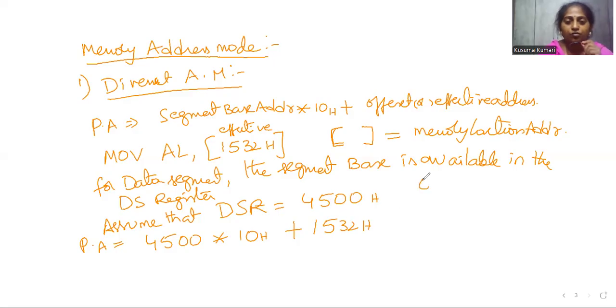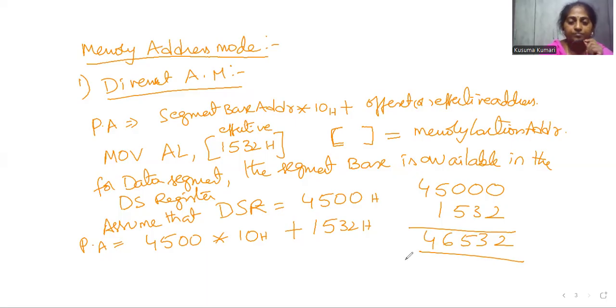Okay, so this is 1532 hexa. That means 4500 multiplied by 10 hexa, that means 45000, plus 1532. So addition: this is 46532 hexadecimal. Now it is a 5-digit number. A 5-digit number is nothing but a 20-bit number. So it is a 20-bit physical address.